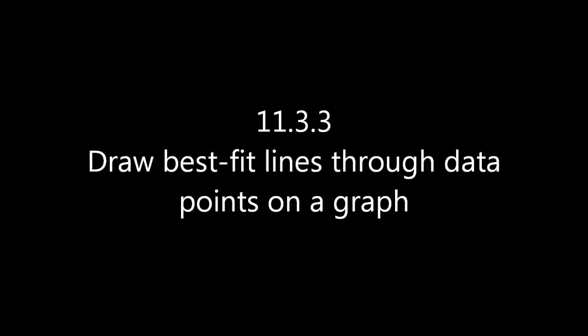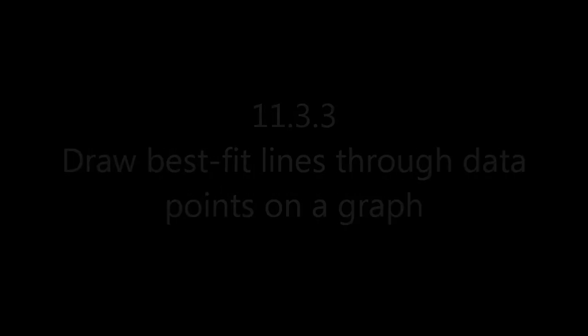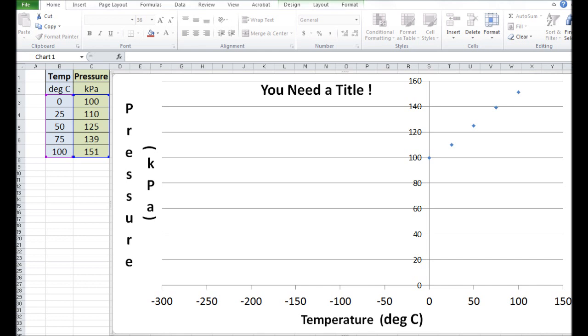Draw best fit lines through data points on a graph. Okay, so here's my graph. You need a title. I don't. Why would you want to join up dot to dot to dot to dot? That's just crazy. You need to draw the line of best fit, because that will show that you understand that your experiment had minor errors, and you can kind of smooth out these errors by drawing the line of best fit through your data.